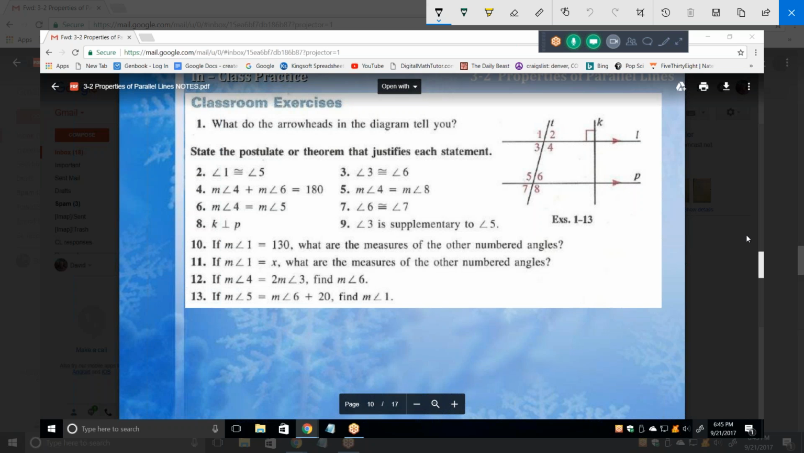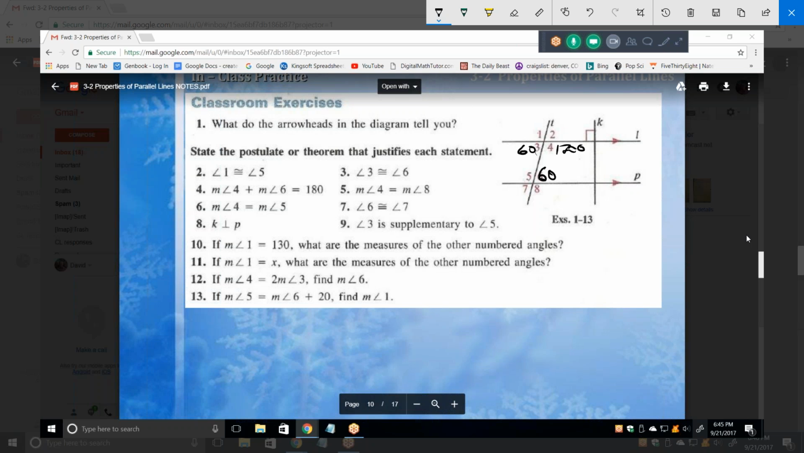Wait, can you say it again? Sorry. I correctly solved that angle 3 was 60 and angle 4 was 120. But they're asking about angle 6. What's angle 6? Yeah, still on number 12. 60? Uh-huh.